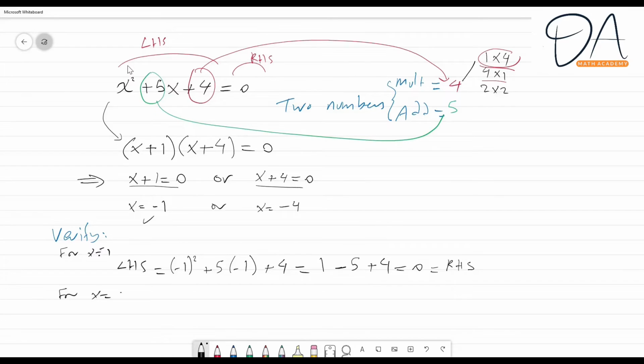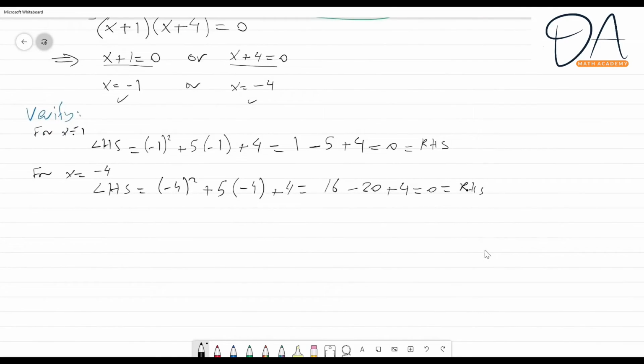For x equal to -4, again, we can do the same thing. The left-hand side is equal to (-4) squared plus 5 times -4 plus 4. So this is 16 minus 5 times 4, 20, and plus 4. Again, if we add the positive terms, 16 and 4, that is 20. And the only negative term is minus 20. So 20 minus 20 is 0. Again, the right-hand side. So this is also a correct solution. So this is a way you can use to double check that you solved the problem correctly.